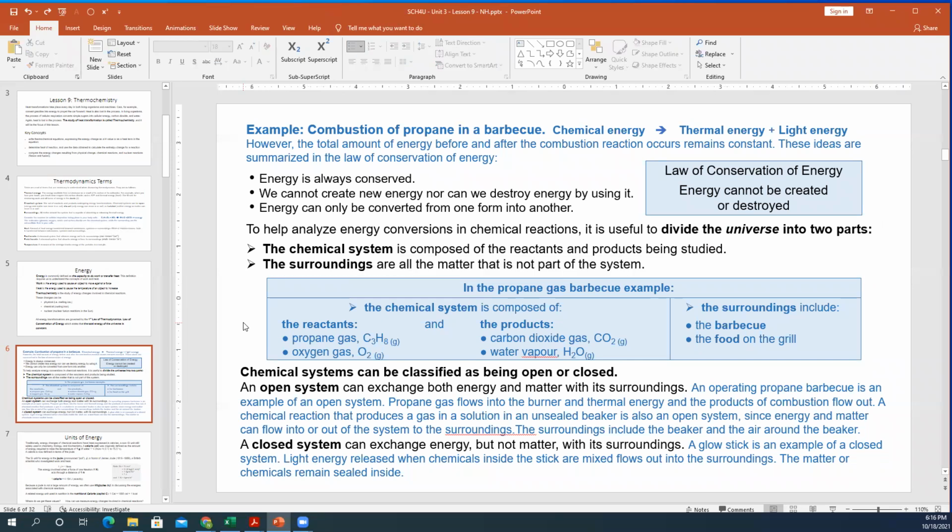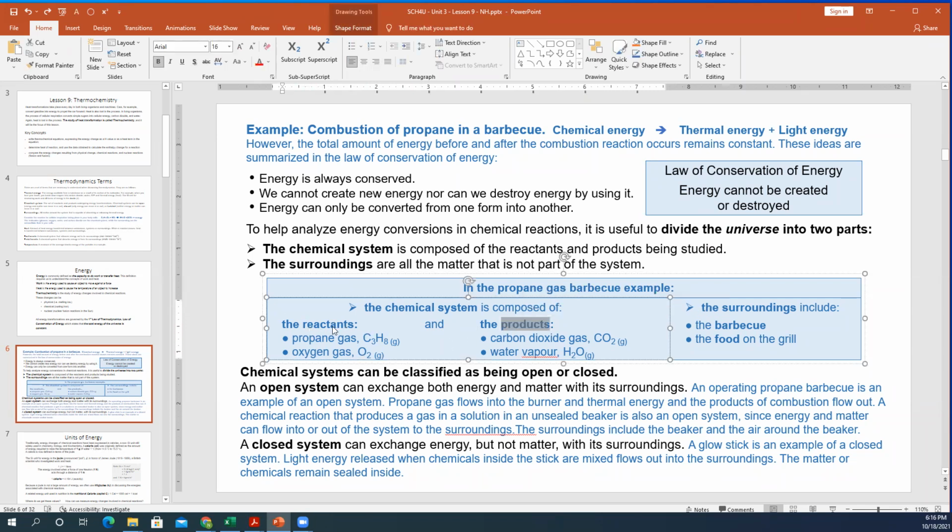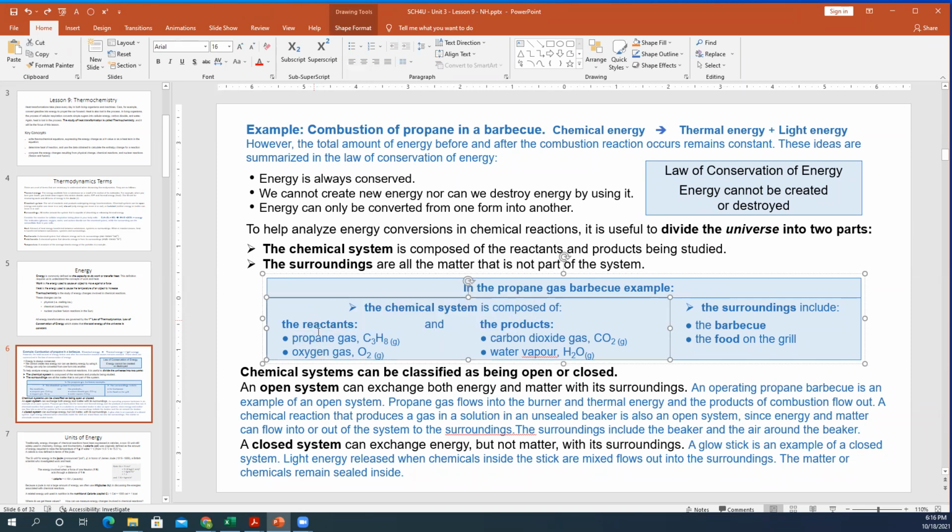So for example, let's get back to our propane gas barbecue example. In this example, what's our chemical system? Our chemical system is the reactants and the products. The reactants are things like the propane gas and the oxygen. These are the reactants that are being used up in this reaction. And the products are carbon dioxide gas and water vapor. That's the product of this combustion reaction.